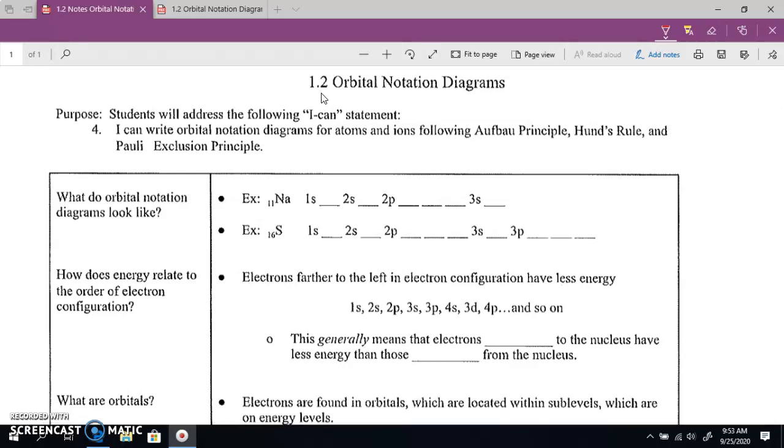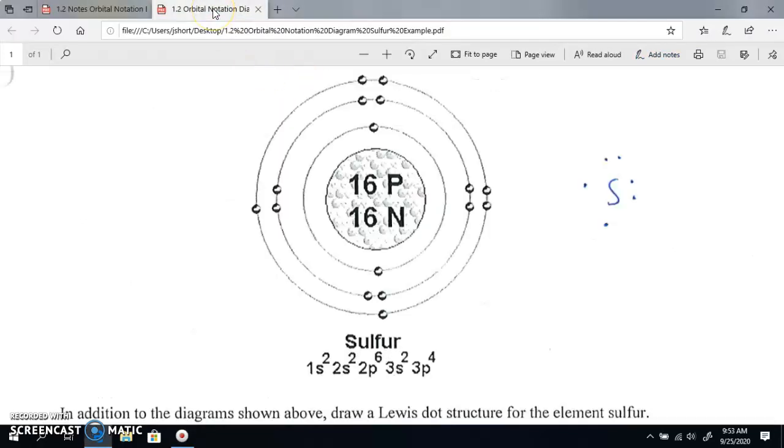Before we get into orbital notation diagrams, let's take a look at some different ways that we know to represent electrons. This is an example of sulfur. Sulfur, because it's element 16, would have the complete electron configuration 1s2, 2s2, 2p6, 3s2, 3p4. And you can see that the sum of the exponents adds up to 16 because those exponents are the electrons.